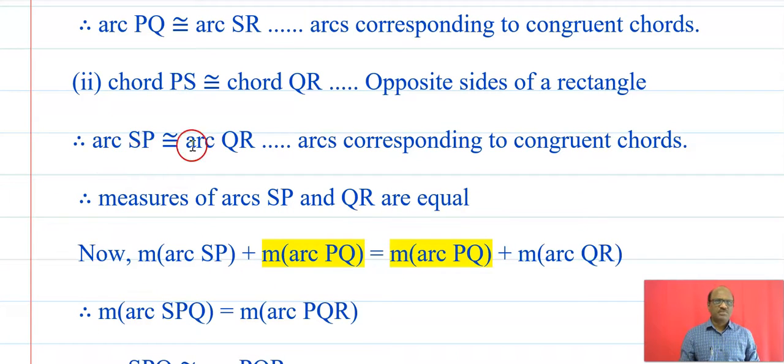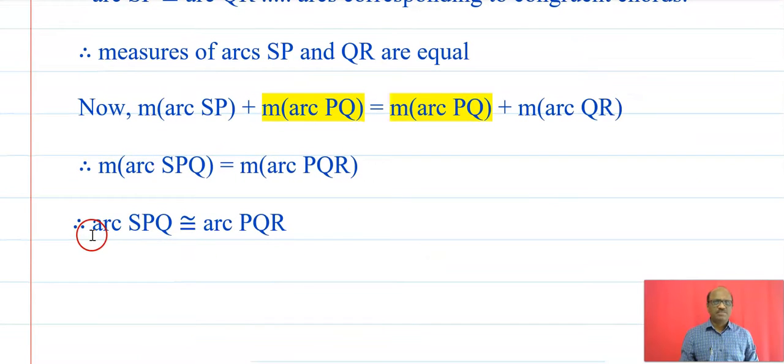Now, the measure of arc SP is equal to the measure of arc QR. If we add the measure of arc PQ on both sides, we get that the measure of arc SP plus the measure of arc PQ equals the measure of arc PQ plus the measure of arc QR. But what is the measure of arc SP plus the measure of arc PQ? That is the measure of arc SPQ. And what is the measure of arc PQ plus the measure of arc QR? That is the measure of arc PQR. Therefore arc SPQ is congruent to arc PQR.